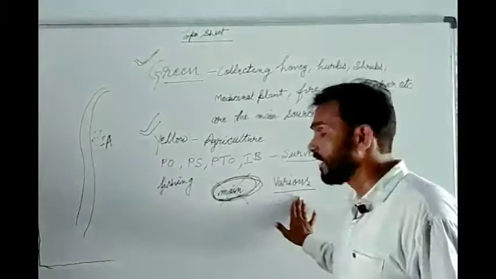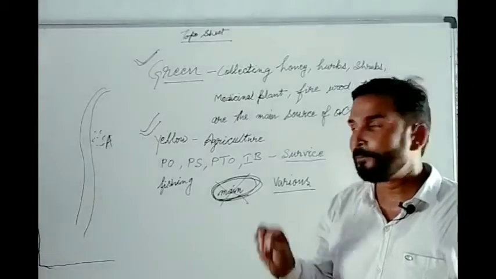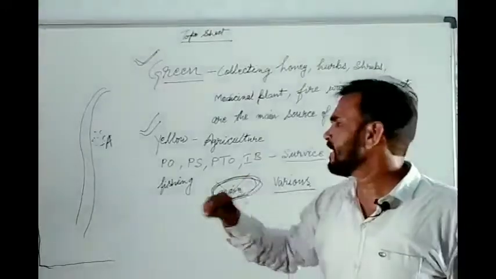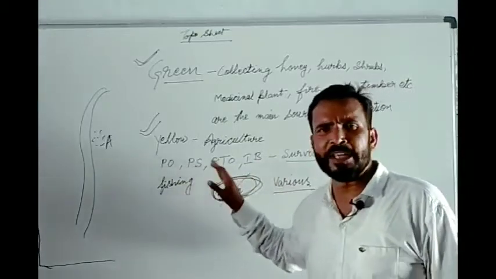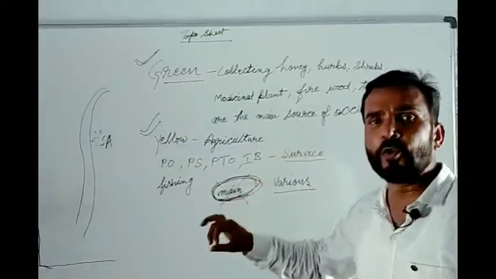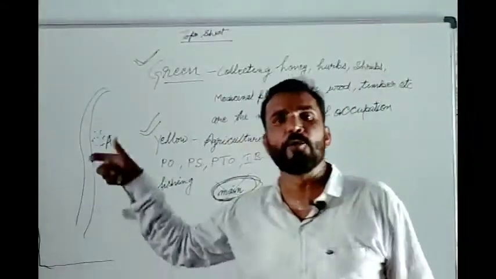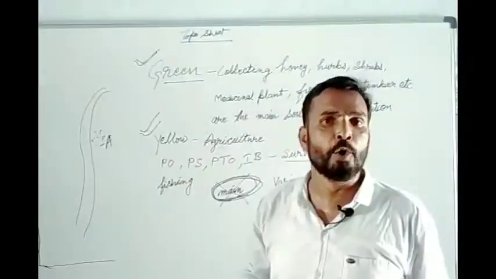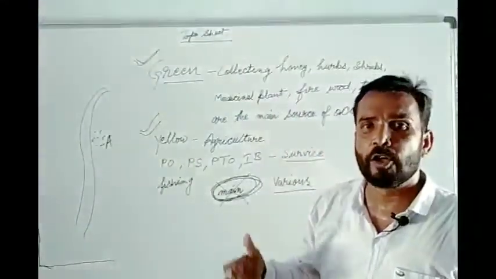If various they are asking, various means all the possible, all the probable occupations possible in the map. So green and yellow. After this, if any village is having these alphabets, these words written there, PO, PS, PTO, ID, then you will write that service is also a third occupation. If any river is passing through there, and on the bank of the river the village is shown, then you can write that fishing is also one more occupation.